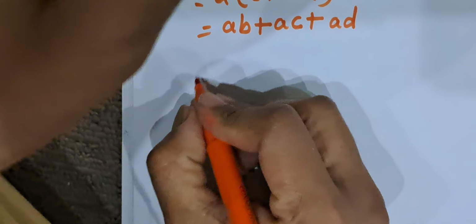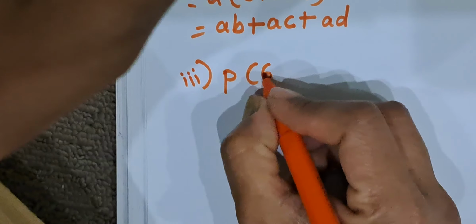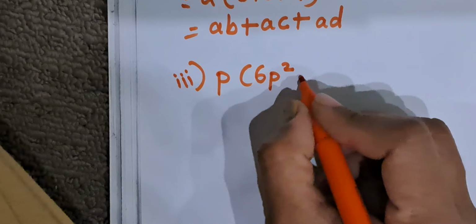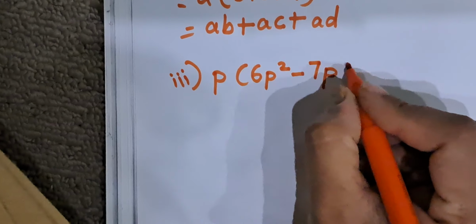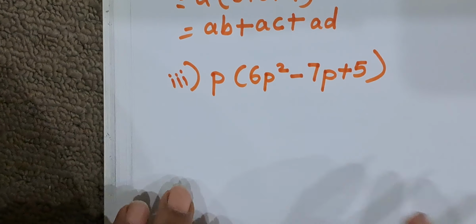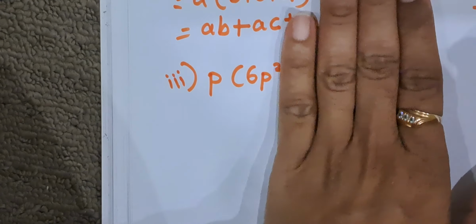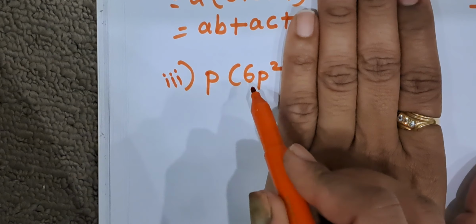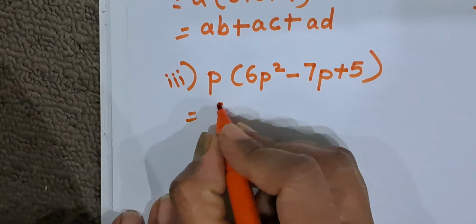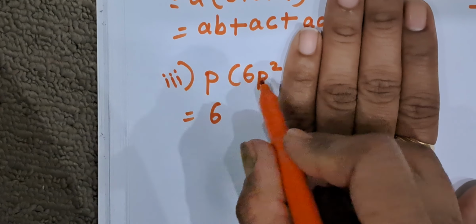We will multiply p with 6p square. I have directly taken it in the bracket: 6p square minus 7p plus 5. Now p times 6p square. We will leave these two terms. First we will multiply p with 6p square. P means 1p. 1 into 6 will be 6. P into p square becomes p cube.